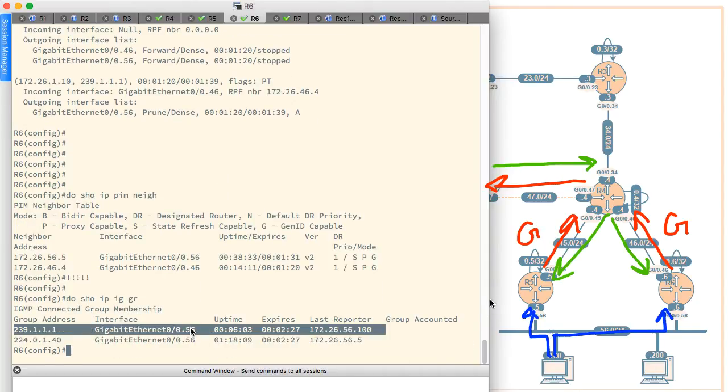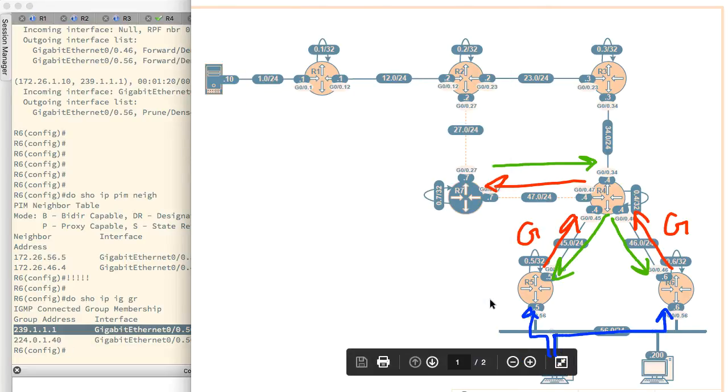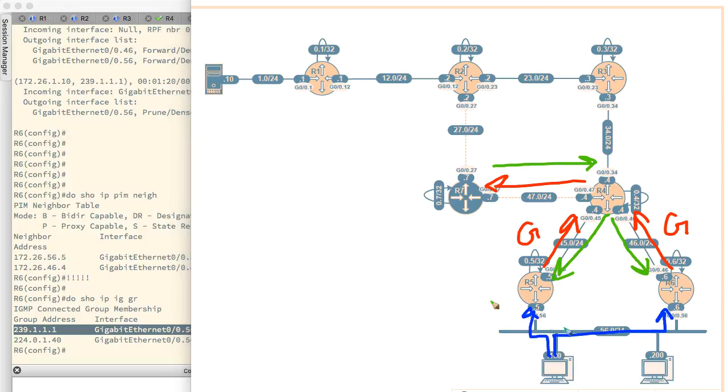So because the report is multicasted out, both of the last hop routers receive that report. Because they receive that report, they're both going to forward the traffic. So finally, they both forward it out onto this LAN interface. But when they forward it out on the LAN interface, they actually end up sending the traffic to each other too.